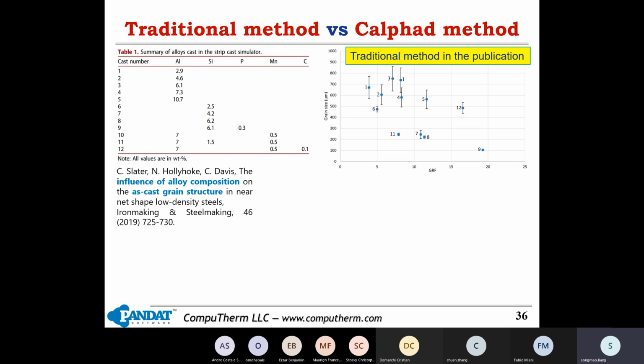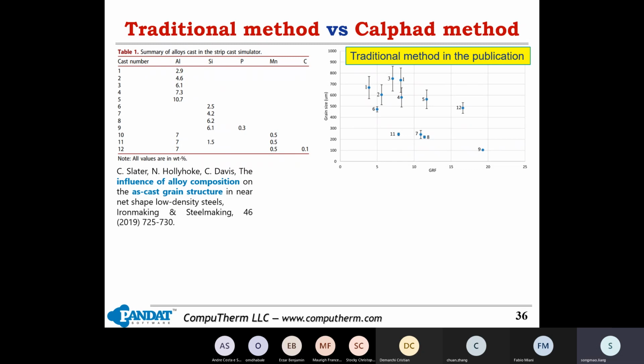In this paper, they investigated the effect of alloy composition on the grain size of low density steels, which contain aluminum, silicon, phosphorus, manganese, copper, and carbon. They published their results, measured grain size and calculated GRF value. We see this diagram, and the result is scattered.